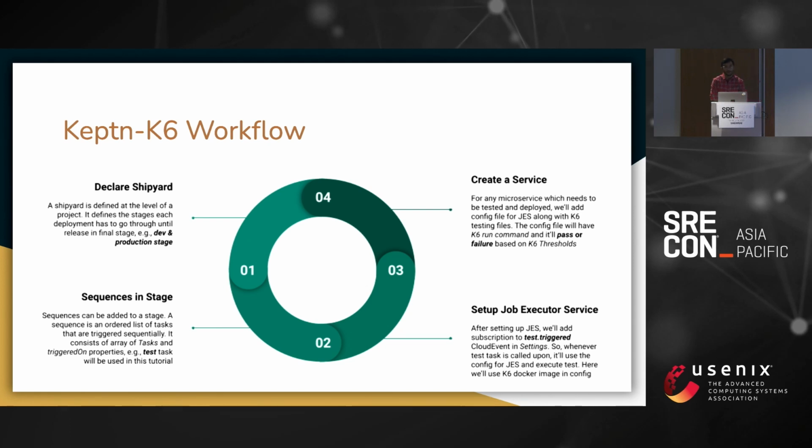we will set up a job executor service. The job executor service allows us to run any workflow that we want in Keptn. For this tutorial, for this instance, it will subscribe to the test.triggered event and start the K6 execution, the K6 load testing. And then we will create a service. A service is basically a microservice that we want to test.